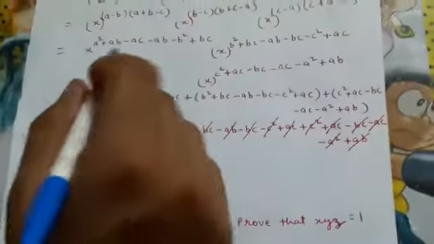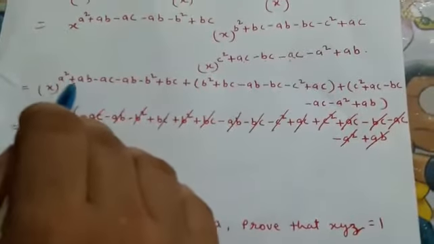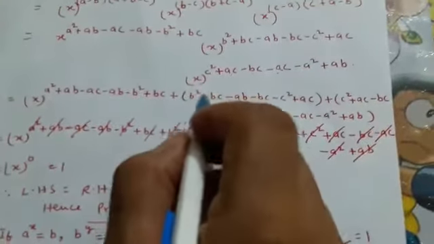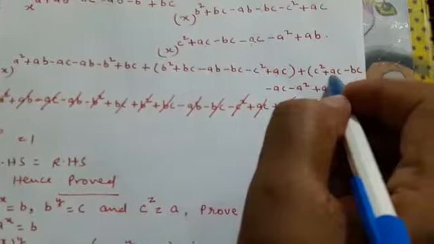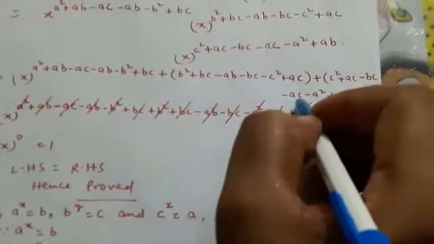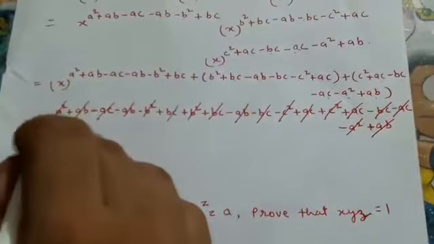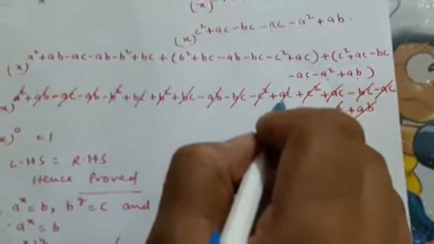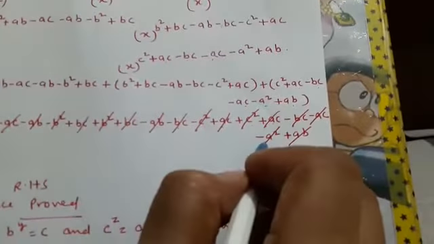Now all their bases are same, so the powers will be added. Let us write it in this form. x power a square plus ab minus ac minus ab minus b square plus bc, plus, let us add this power, b square plus bc minus ab minus bc minus c square plus ac, plus this power c square plus ac minus bc minus ac minus a square plus ab. Now we will open their brackets.